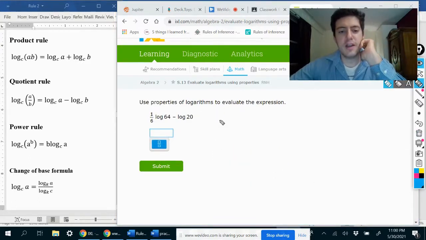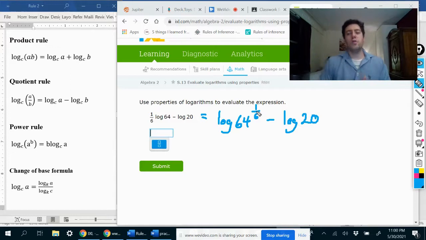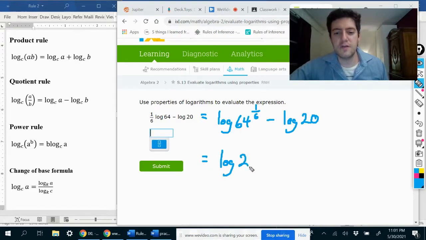Okay, again, I'm going to use the power rule over here. Write this as log of 64 to the 1/6 power minus the log of 20. So I haven't done anything with this yet. Just keep it the same. So 64 to the power of 1/6 means the sixth root of 64. So what number multiplied with itself 6 times gives us 64? That would actually be 2 again. 2, 4, 8, 16, 32, 64. If you multiply 2 with itself 6 times, 2 times 2 times 2 times 2 times 2 times 2, you would get 64. So this, again, is going to give us the log of 2, and then we still have the log of 20.